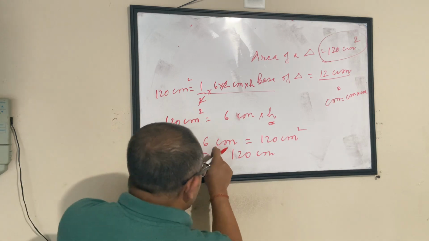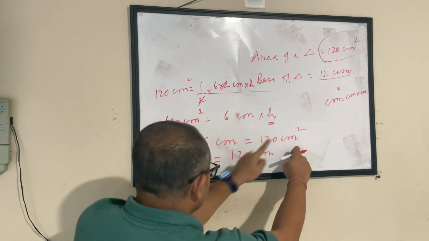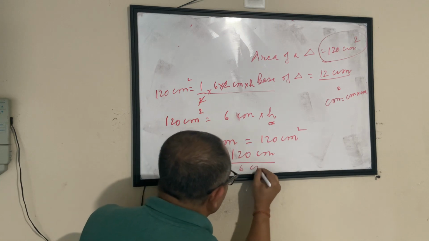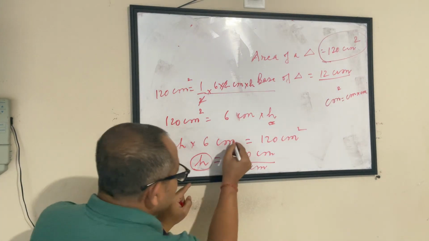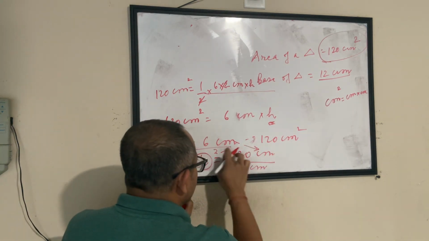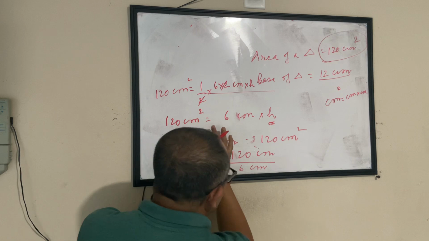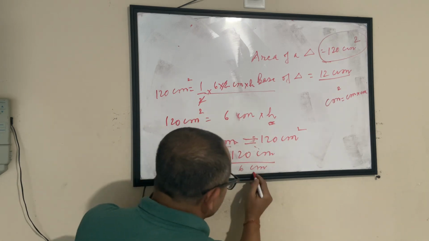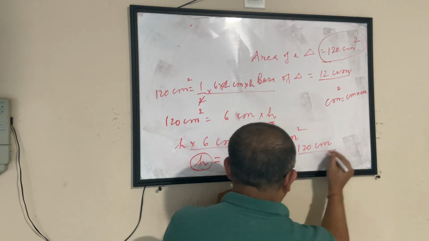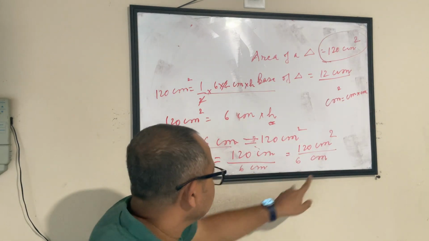Now, whatever is multiplied here will become division here if I am making this guy cross the equal to sign. So the 6 centimeter, which is multiplied here, comes over here. This guy travels this way. If I am keeping only h on one side, I have to move everything to the other side of equal to sign. So this becomes division. That means 120 centimeter square divided by 6 centimeter.